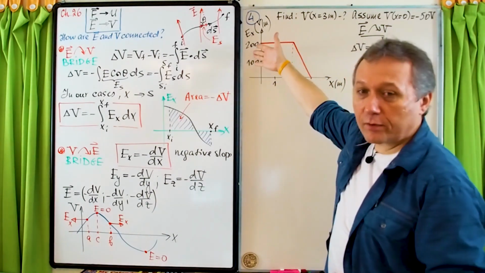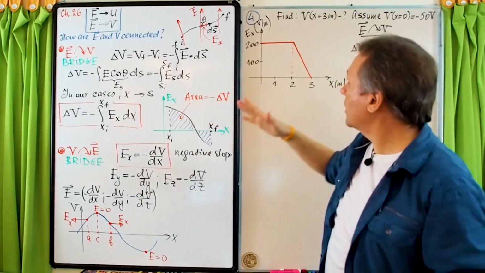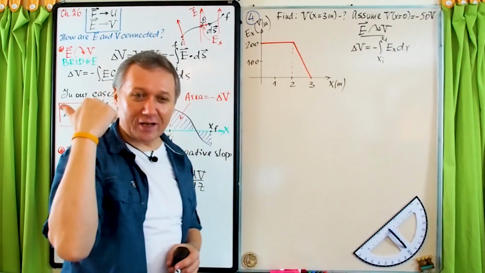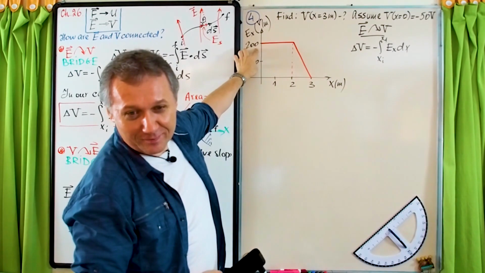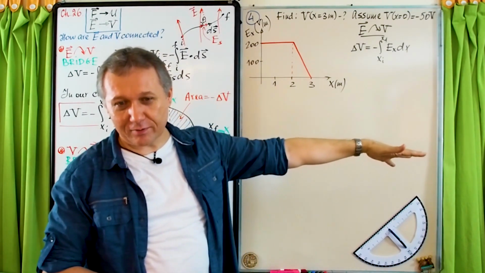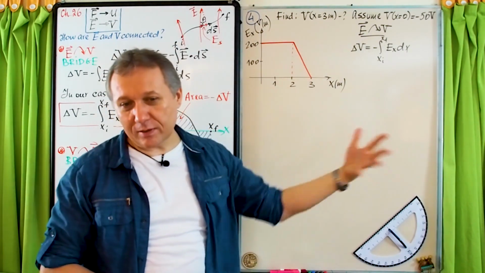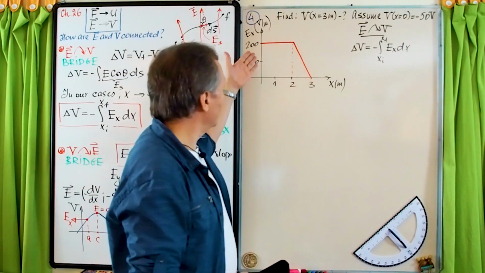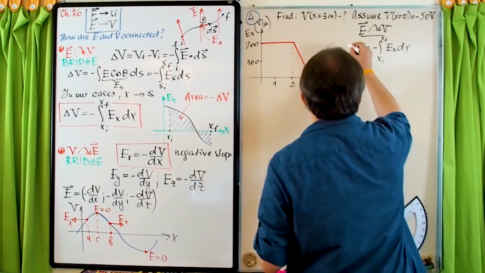I also want to say one thing. If I ask you, what's the direction of the electric field? Does it point along the positive x direction or the negative x direction? Since the electric field is plus 200, what does positive mean? It means it points in the positive x direction, right? If the electric field were negative, it would mean that the electric field points in the negative x direction. So in this case, it's all in the positive x direction.